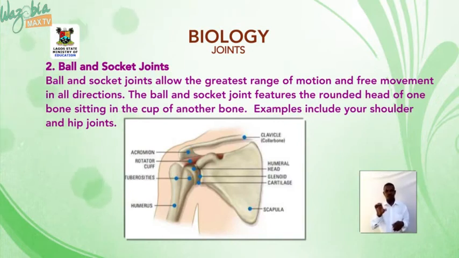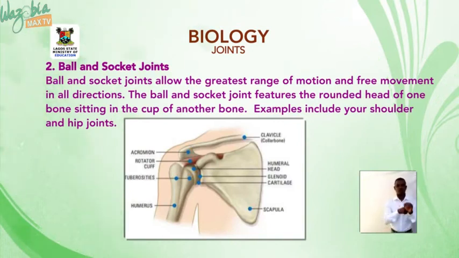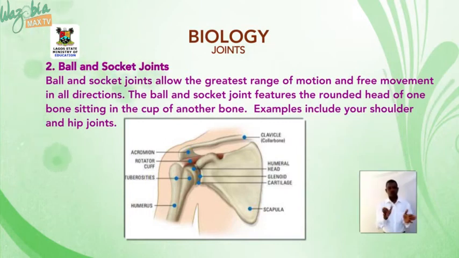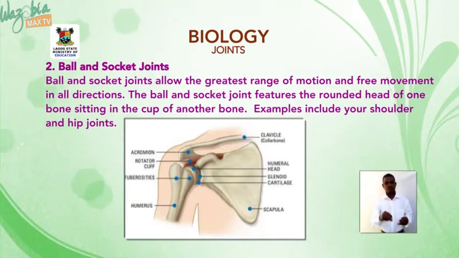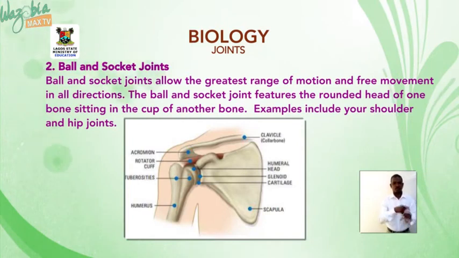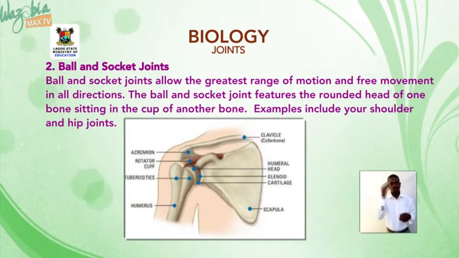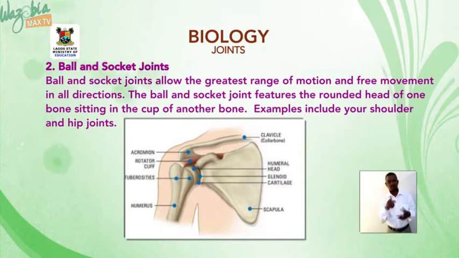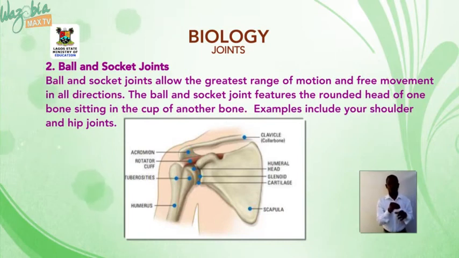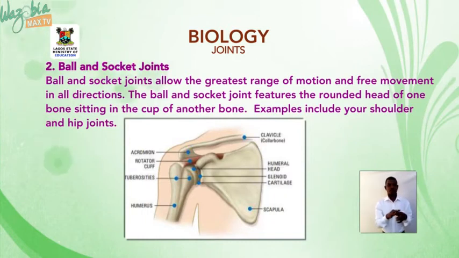Ball and socket joints. Ball and socket joints allow greatest range of motion and free movement in all directions. The ball and socket joint features the rounded head of one bone sitting in the cup of another bone. Examples include your shoulder and hip joints.